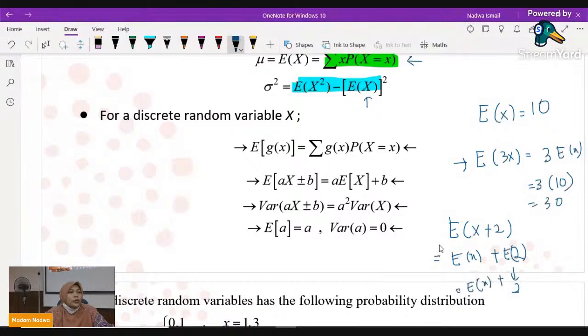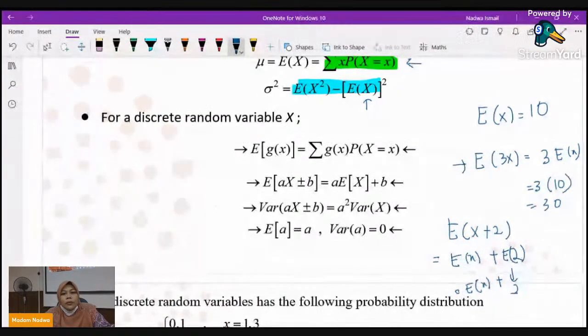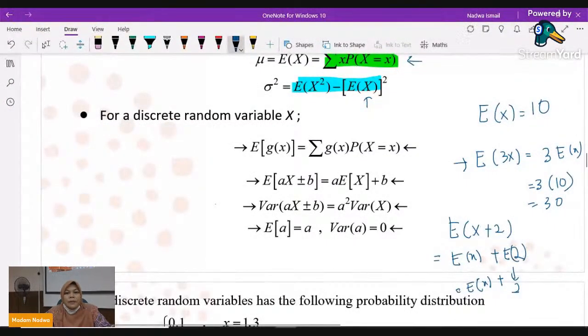Expectation value untuk constant adalah constant tersebut. Okay, lagi sekali saya ulang. Expectation value untuk constant tu adalah constant tu sahaja. Tapi berbeza dengan variance. Expectation of the constant is the constant itself. Tapi berbeza dengan variance. Variance of a constant is 0. So ini properties yang kita akan gunakan untuk soalan expectation dengan variance.